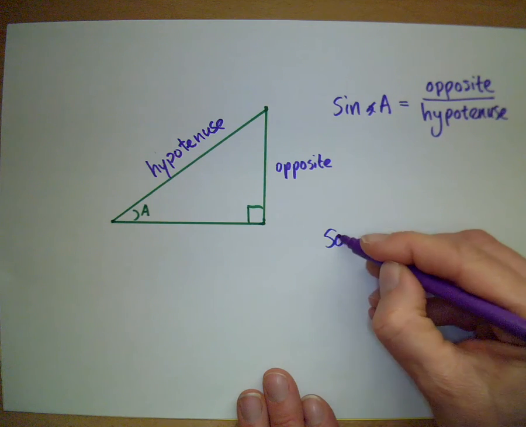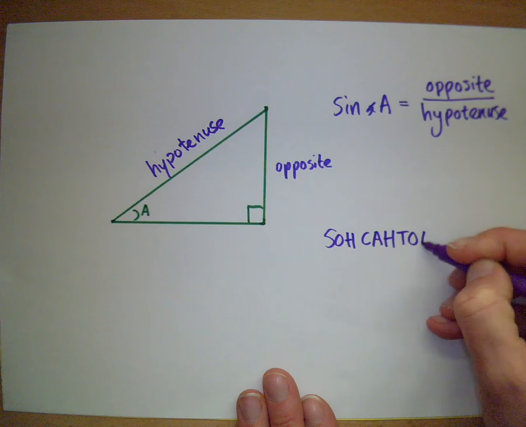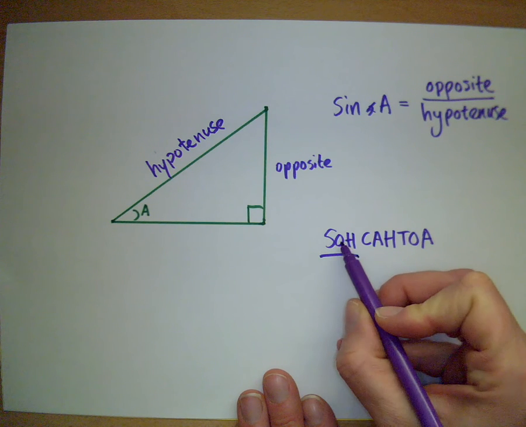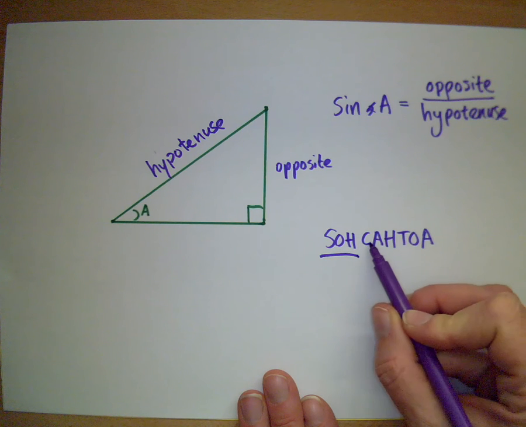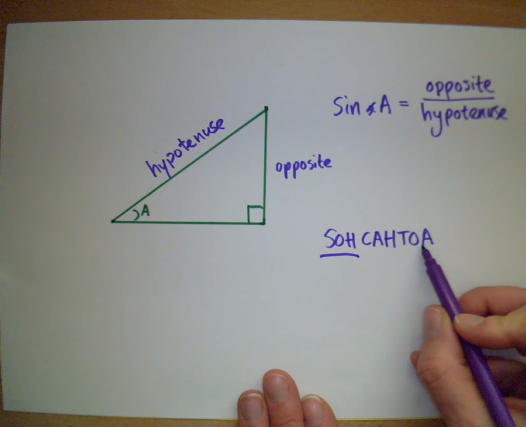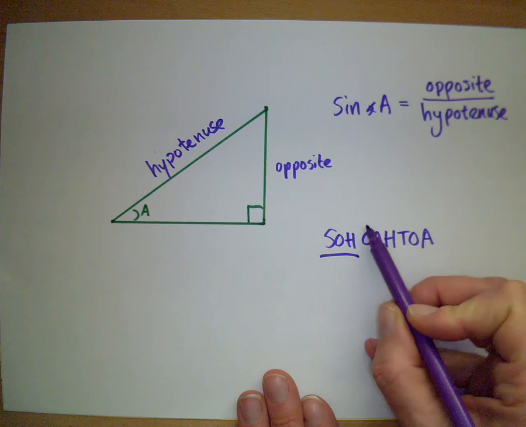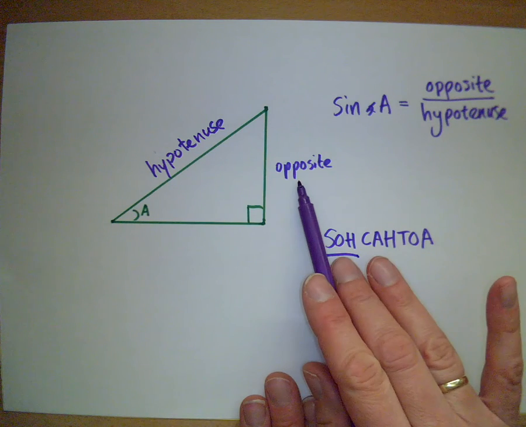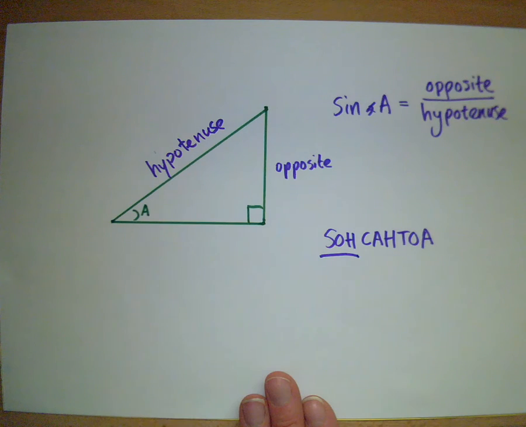Some people remember this as SOHCAHTOA, and we're looking at this part. Sine is opposite over hypotenuse. Cosine is adjacent over hypotenuse, and tangent is opposite over adjacent. But today we're only going to use sine, so only this proportion between opposite and hypotenuse. The opposite divided by the hypotenuse.